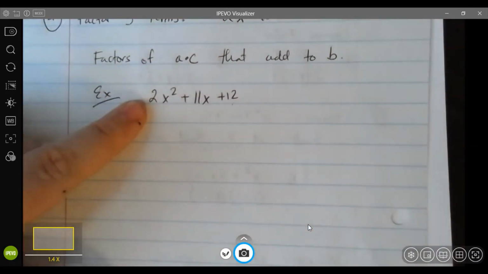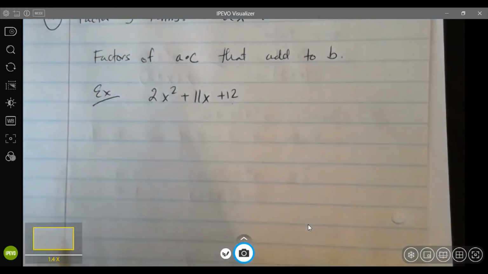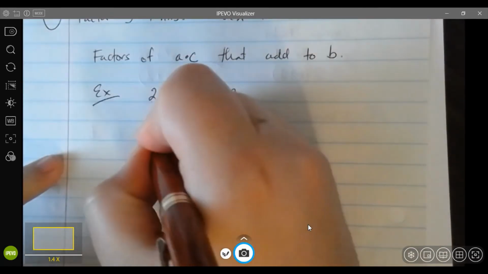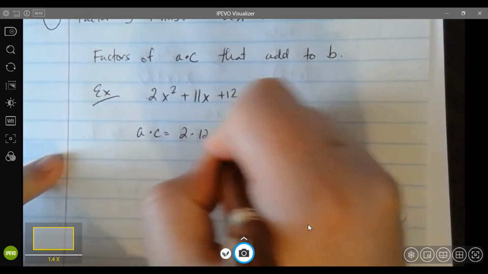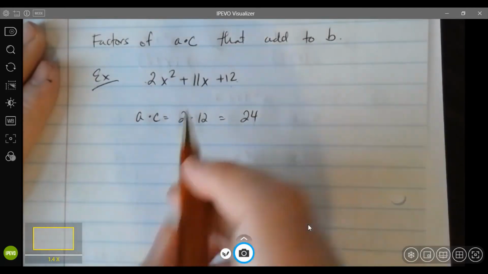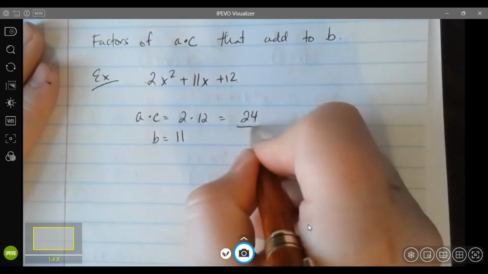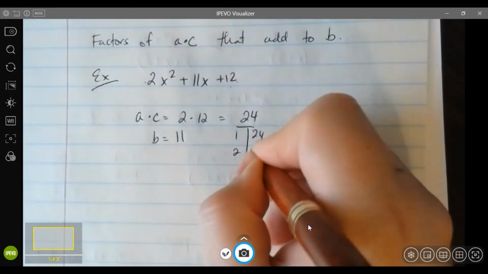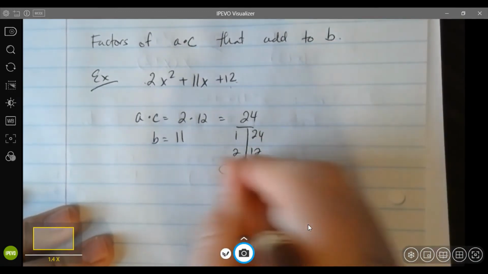And furthermore, notice this a is 2, not 1. So you have to use factors of a times c that add up to b. So a times c, 2 times 12, is 24. So we'll find the factors of 24 that add up to b, which is 11. The factors of 24: 1 and 24, 2 and 12, 3 and 8, and 4 and 6. So obviously 3 and 8 add up to 11.